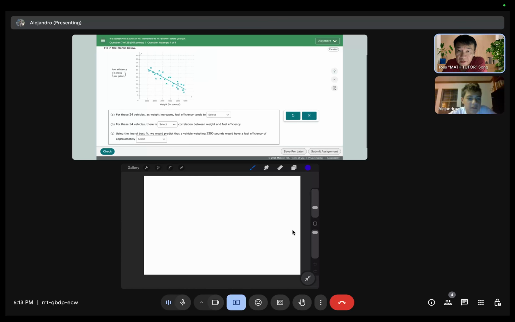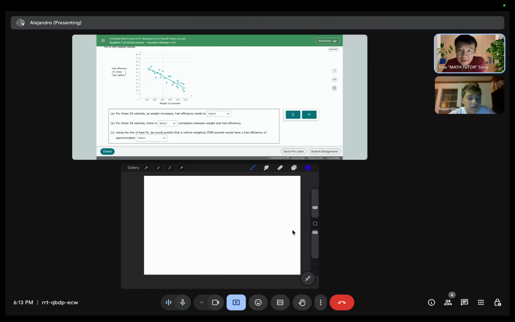It says as weight, so the X, basically, increases. The fuel efficiency is your Y. So you can see there, it's decreasing. So if X increases, your Y decreases. Okay, good. There is a negative correlation. Okay, when it's a flat line, there's no correlation. Is that okay? If you see a flat line, that's no correlation, but this one is negative correlation.